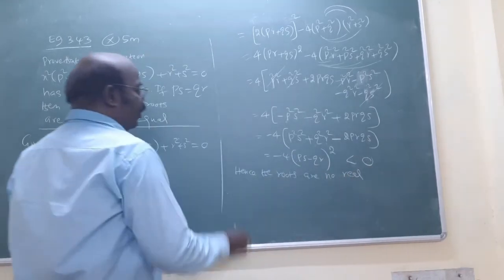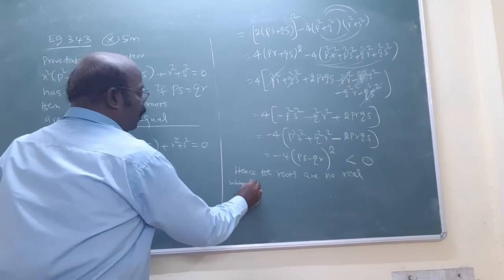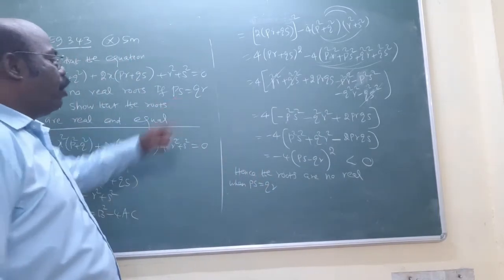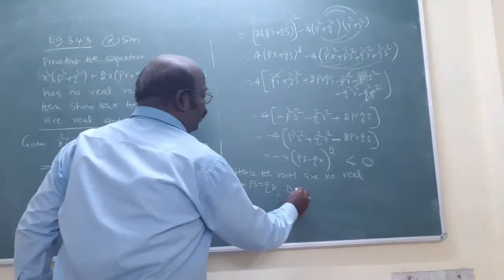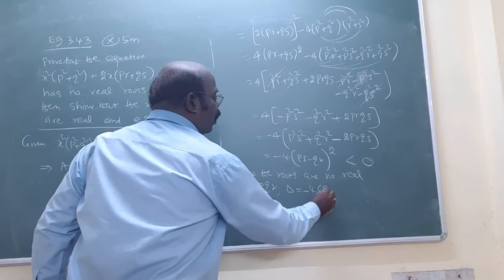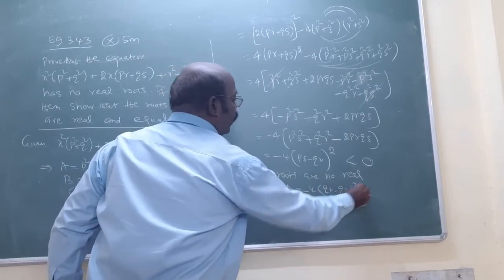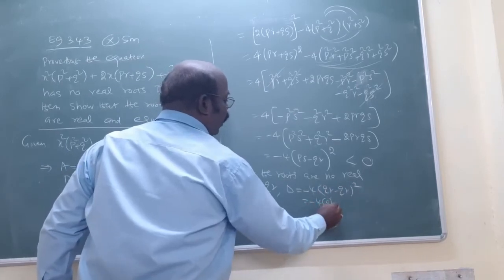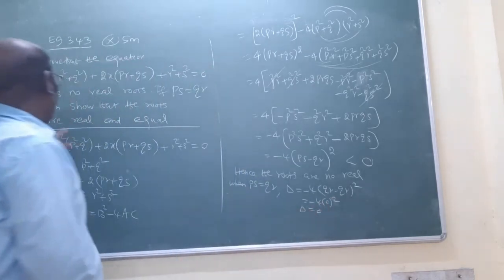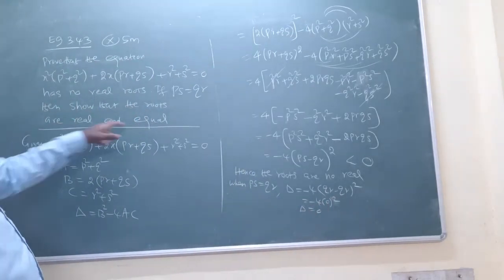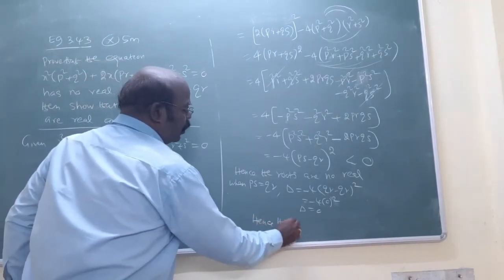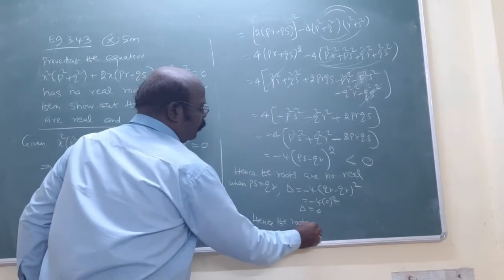First answer over. Now the next condition: when PS equal to QR, what is the answer? Delta equal to minus 4 into PS, which is QR, so QR minus QR whole square. That is minus 4 into 0 square, that is 0. But delta 0 means what you want to prove: the roots are real and unequal, no? Therefore, hence the roots are real and equal.